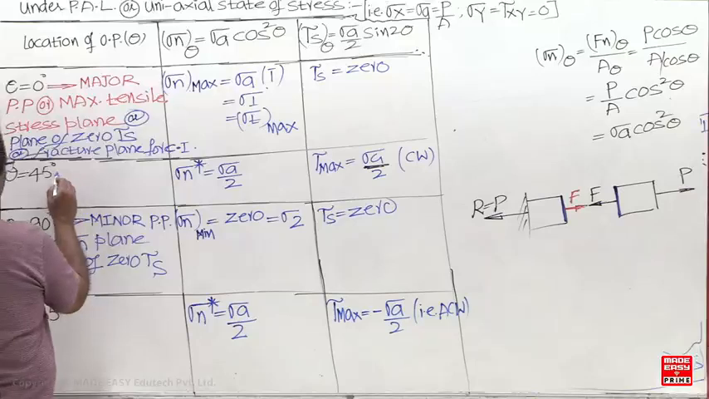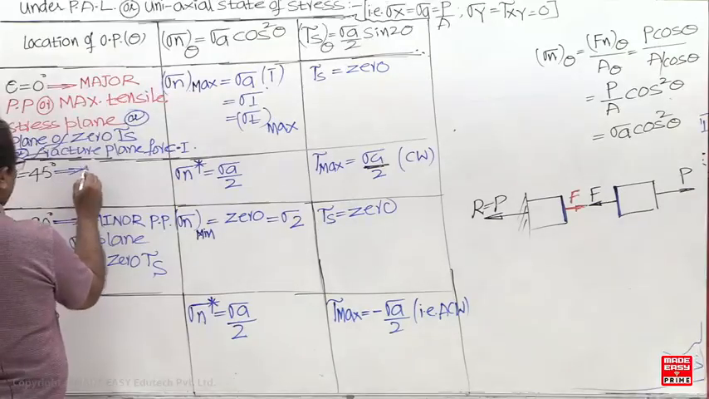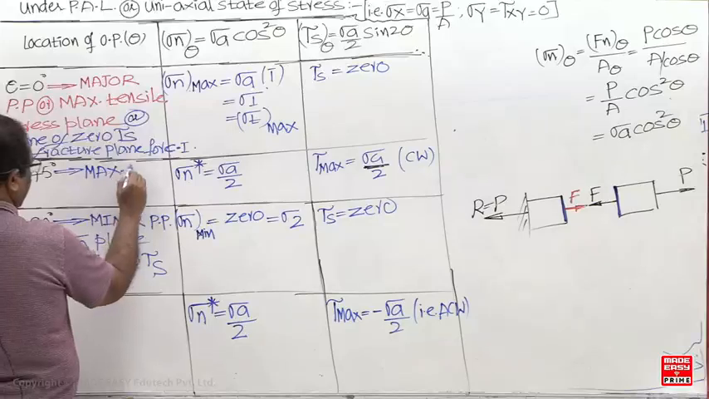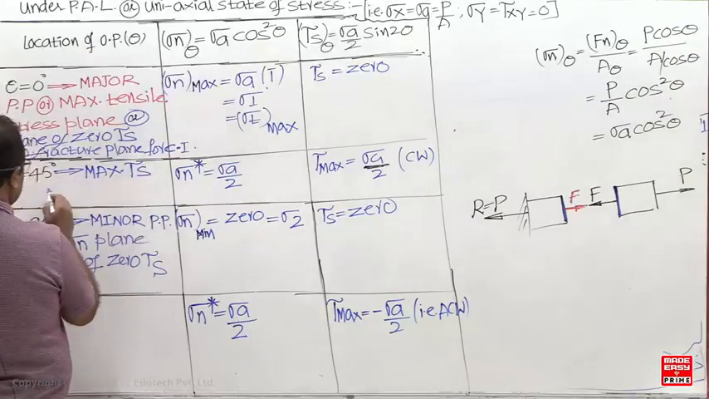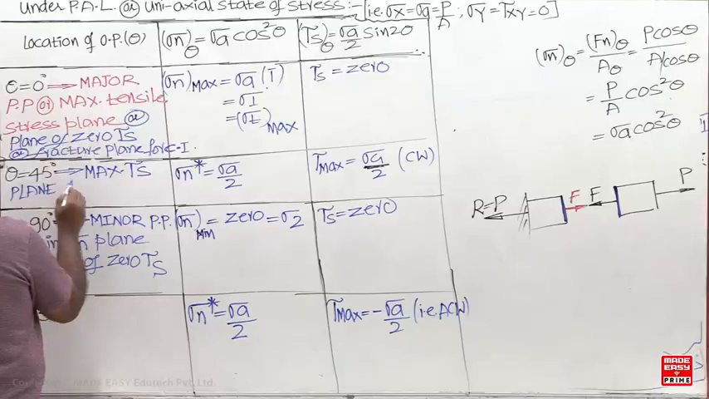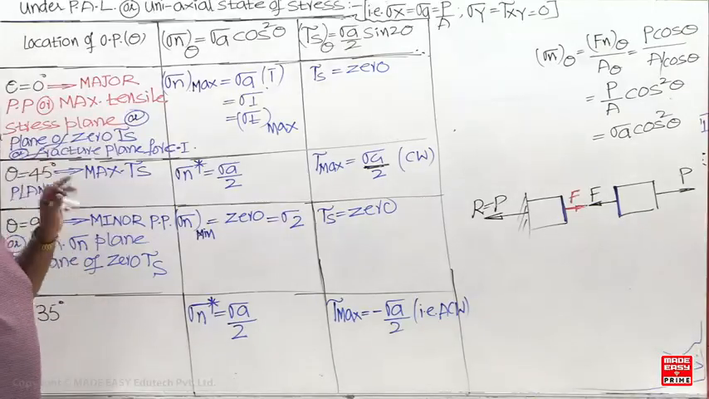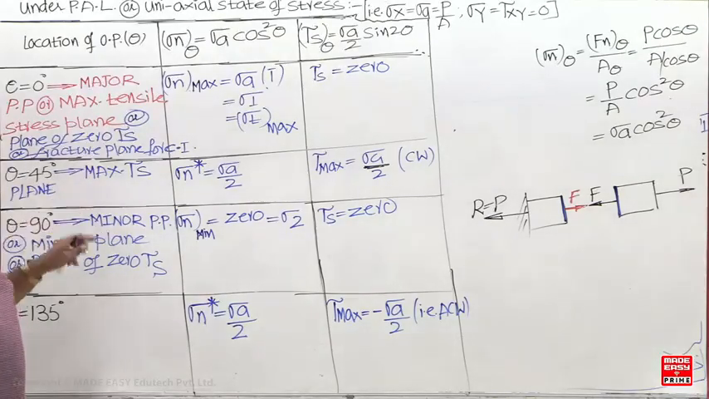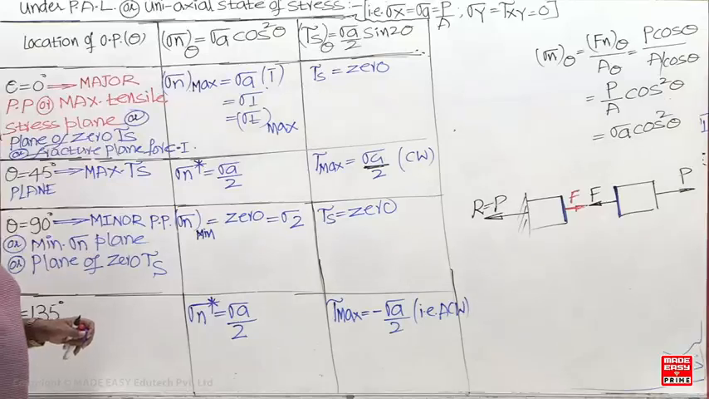And this plane is the maximum shear stress plane. Don't call it the zero normal stress plane. When shear stress is maximum, normal stress may or may not be 0. We cannot directly conclude. But whenever normal stress is maximum or minimum, shear stress is 0.